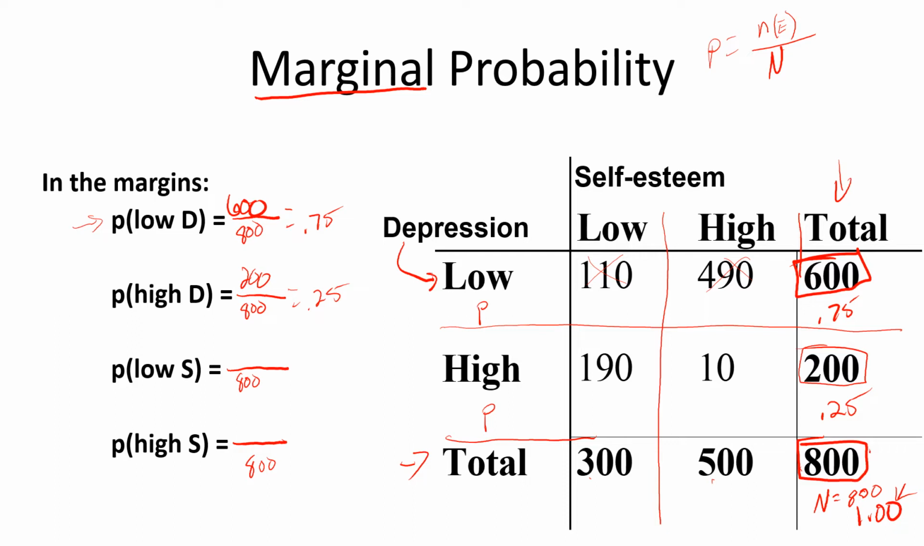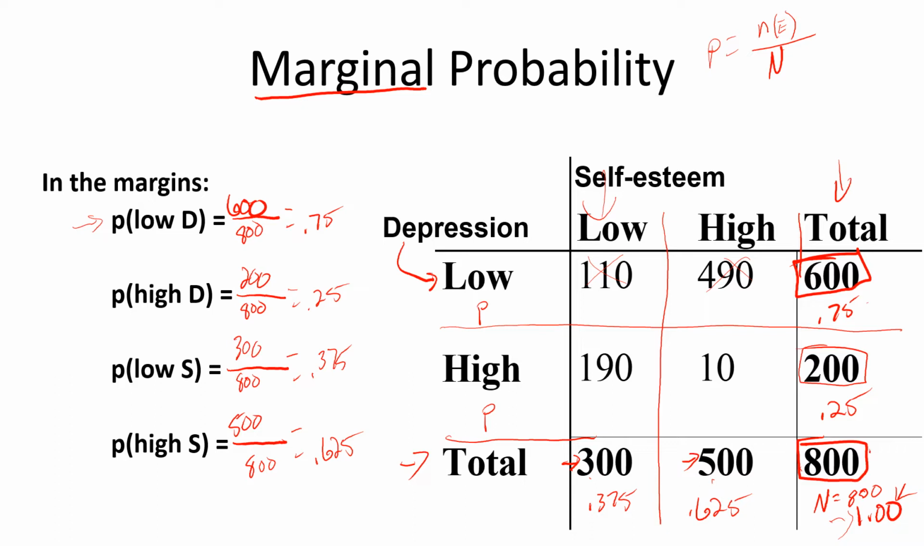All right, let's look at the other two. Low self-esteem. How many have low self-esteem? You should have said 300 because 300 have low self-esteem. That is equal to 0.375. So we're going to put 0.375 there. How many have high self-esteem? I hope you already thought of 500. So we're plugging in 500 there. That is equal to 0.625. And now we can double check that math by adding 0.375 to 0.625, you get 1.00. So it is again correct.